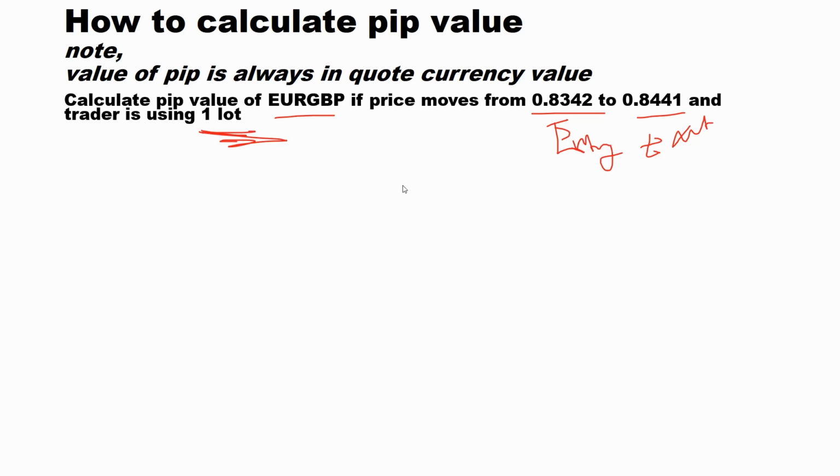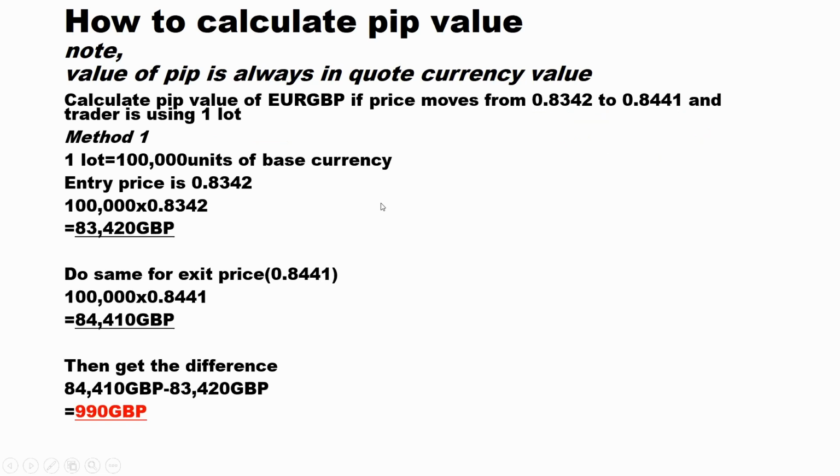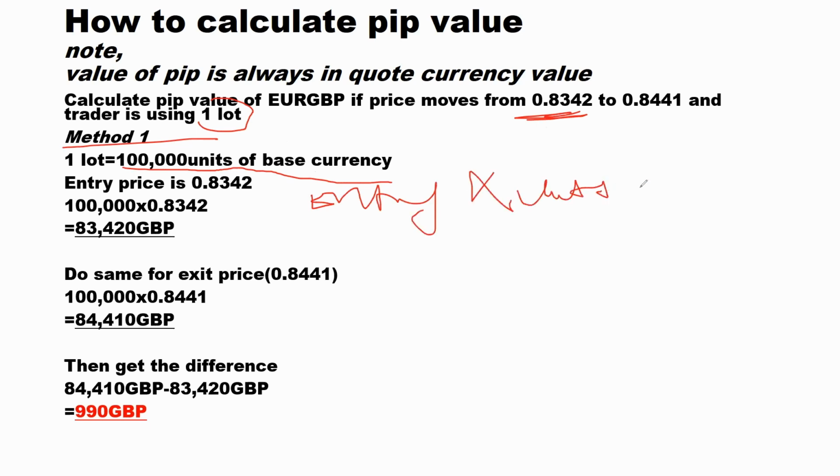So let's clear this. Now let's continue. Now I'm going to give you two methods. This is the first method, right? Now we know that we're using one lot. We know that one lot is equivalent to a standard lot, which is the same as 100,000 units of the base currency, right? Now remember, we have said our entry price is this. So we're going to first multiply entry times the units of the lots. This is the first method. Entry times the units of the lots.